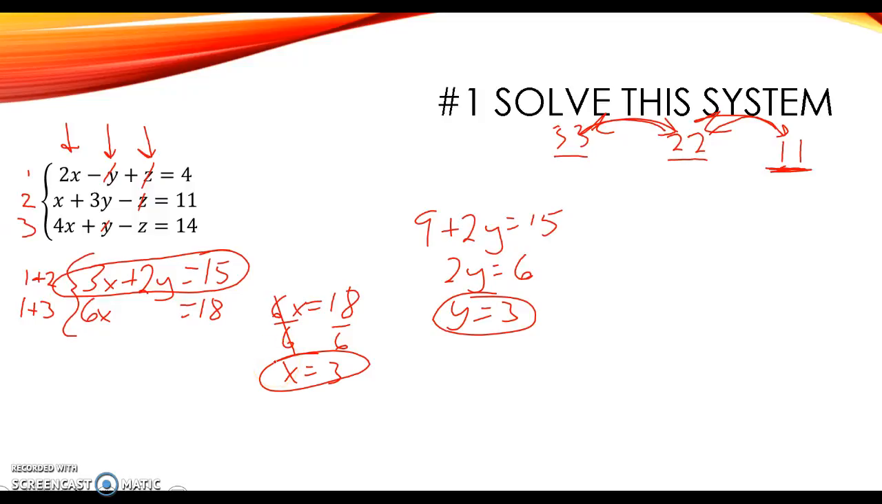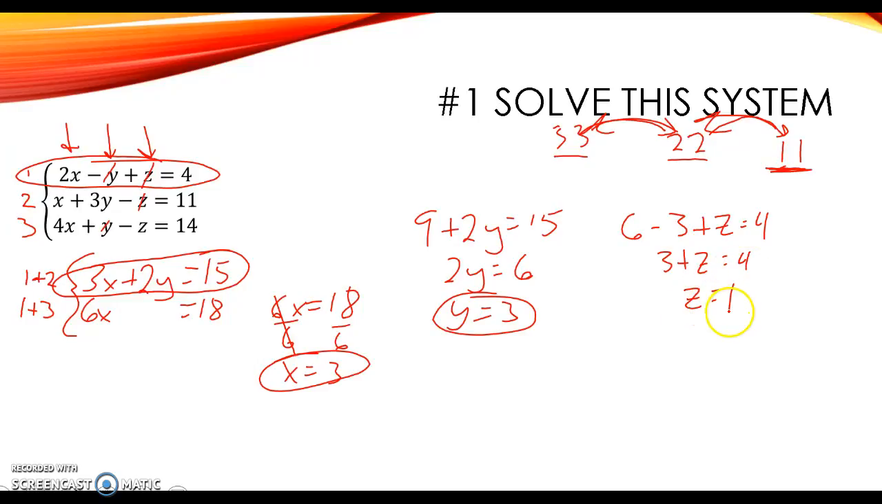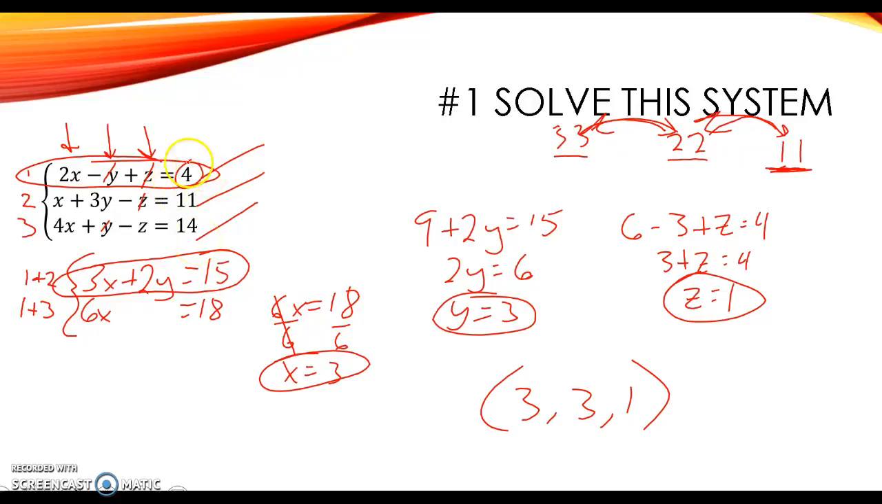But then I also need to figure out what z is. If I take the very top equation, I know that 2 times x, well, that's 2 times 3, is 6, minus y, well, that's minus 3, plus z is equal to 4. So 6 minus 3 is 3, plus z equals 4. If I subtract 3 from both sides, I'll get that z is equal to 1. My solution is that x is 3, y is 3, and z is 1. If I plug those three numbers in for x, y, and z into all three of those equations, I should get 4, 11, and 14, respectively.